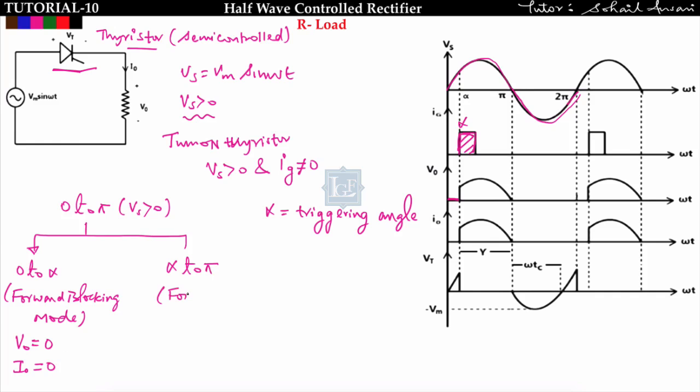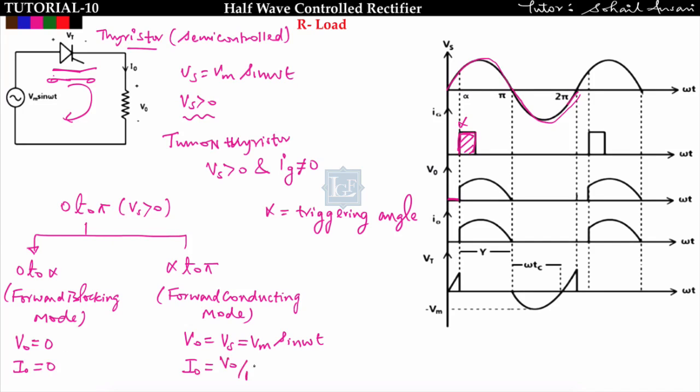Okay, so it will move to the forward conducting mode, meaning this thyristor will start conducting and I can replace this thyristor by a short circuit. So what output voltage will I get if I replace this thyristor by a short circuit from alpha to pi? The output voltage will follow the input voltage. Apply KVL here. So V naught is equal to Vs, which is Vm sin omega t, and I get I naught equal to V naught by R.